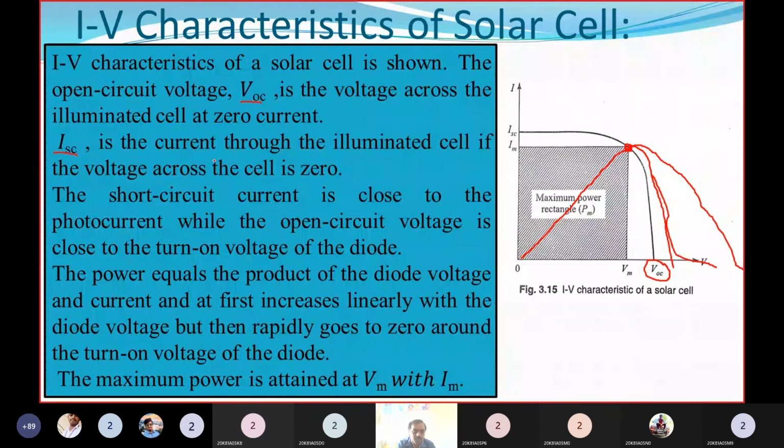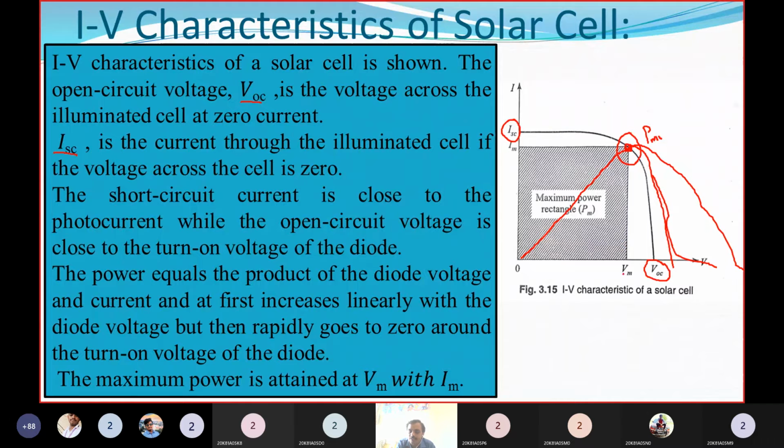Similarly, short circuit current. Whenever the voltage drop across the diode is zero, the current passing through the diode is maximum. That current is ISC. And where will the power be maximum? This is the P max here. This is the P maximum at a particular current and voltage value. So P will become maximum.